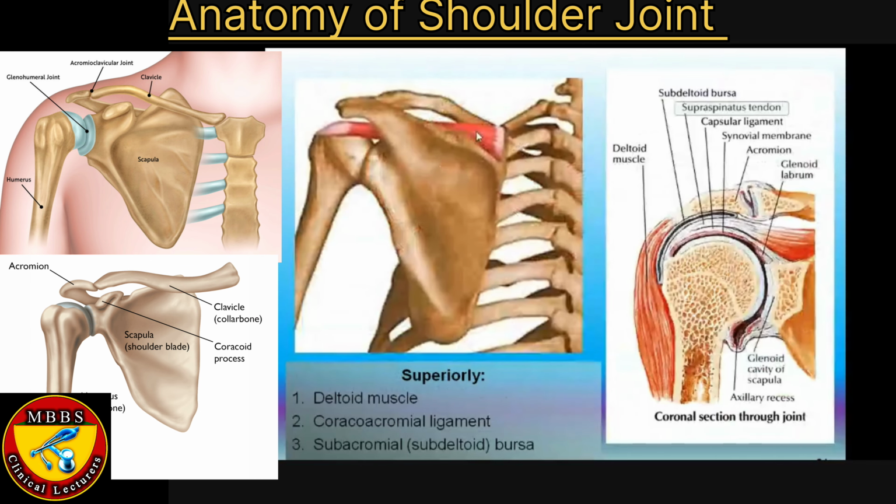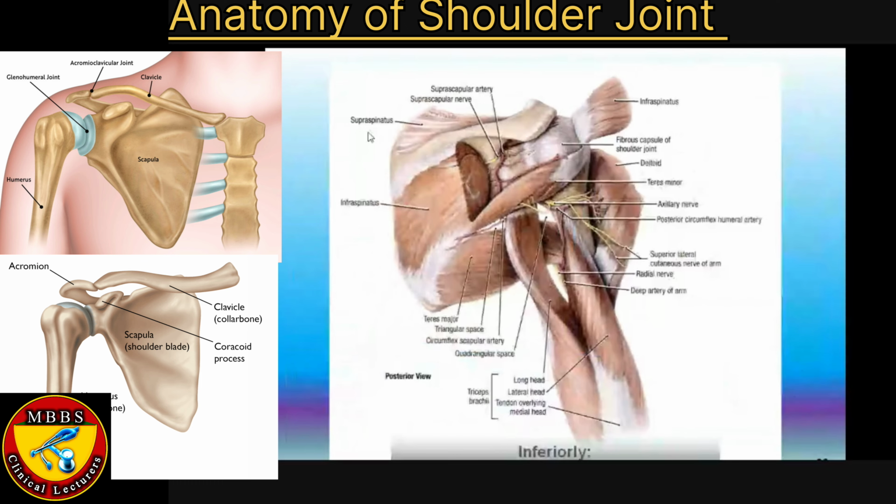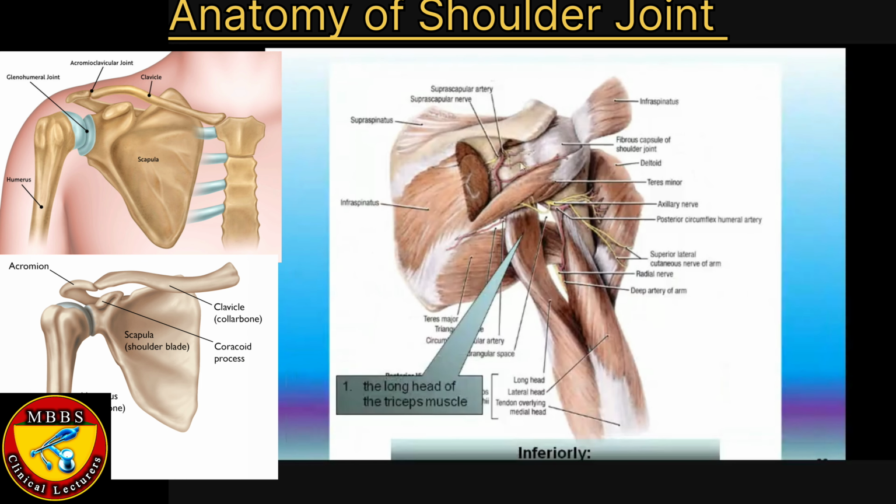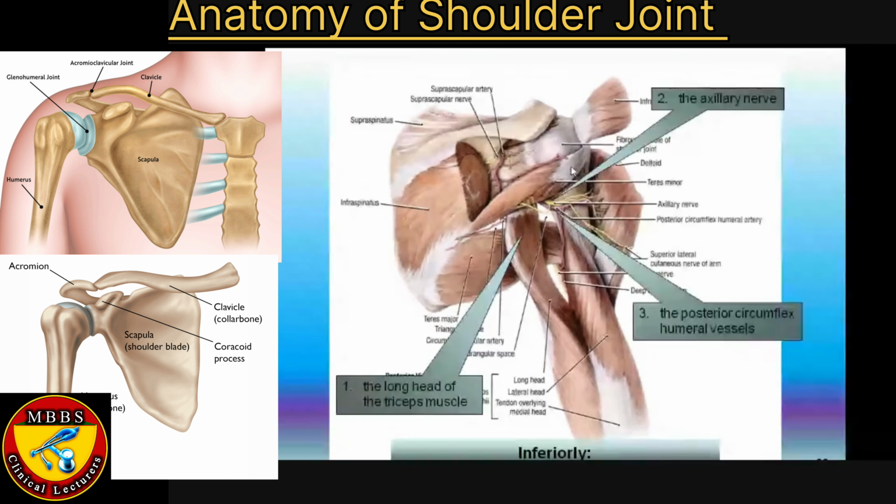And definitely, there is the supraspinatus muscle or tendon, which is also present in the superior relation to the shoulder joint. Then we talk about the inferior relation to the shoulder joint. You can see the long head of the triceps muscle lying inferiorly, with a nerve, the axillary nerve, and a vessel, the posterior circumflex humeral vessel, which lie inferior to the shoulder joint.